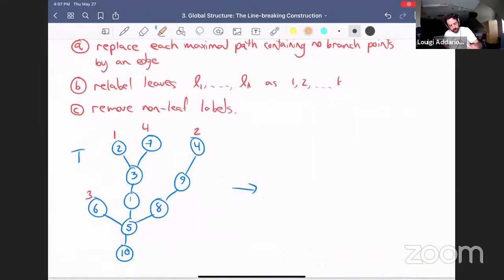This first step is the key one. Replace the maximal paths containing no branch points by edges. So here's a path with no branch points. The branch points are here, here, and here. So this orange path becomes an edge. This path becomes an edge. All of the other paths without branch points already were edges. So the pattern we end up with looks like this.